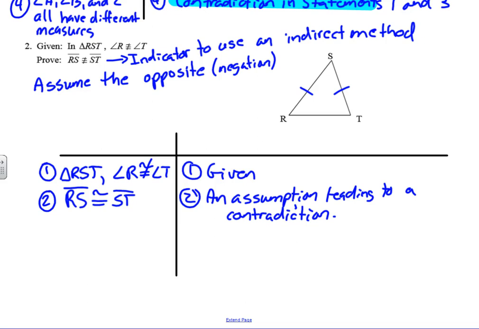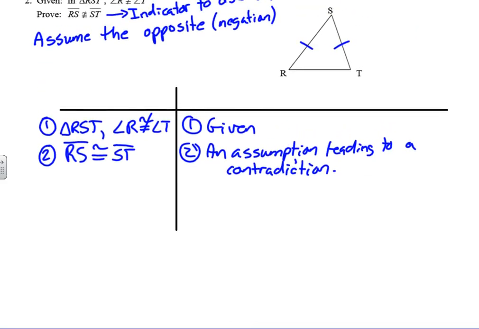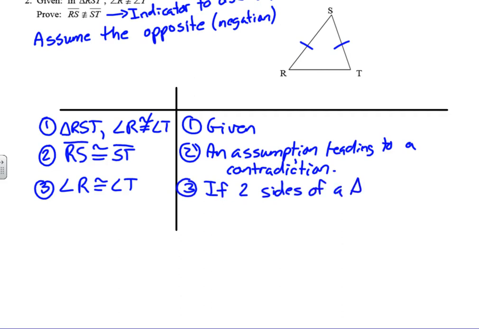So if we're going to make that statement, the statement we made in number 2, in 3 we could say angle R is congruent to angle T. And the reason is, if two sides of a triangle are congruent, then the two angles opposite those sides are also congruent.